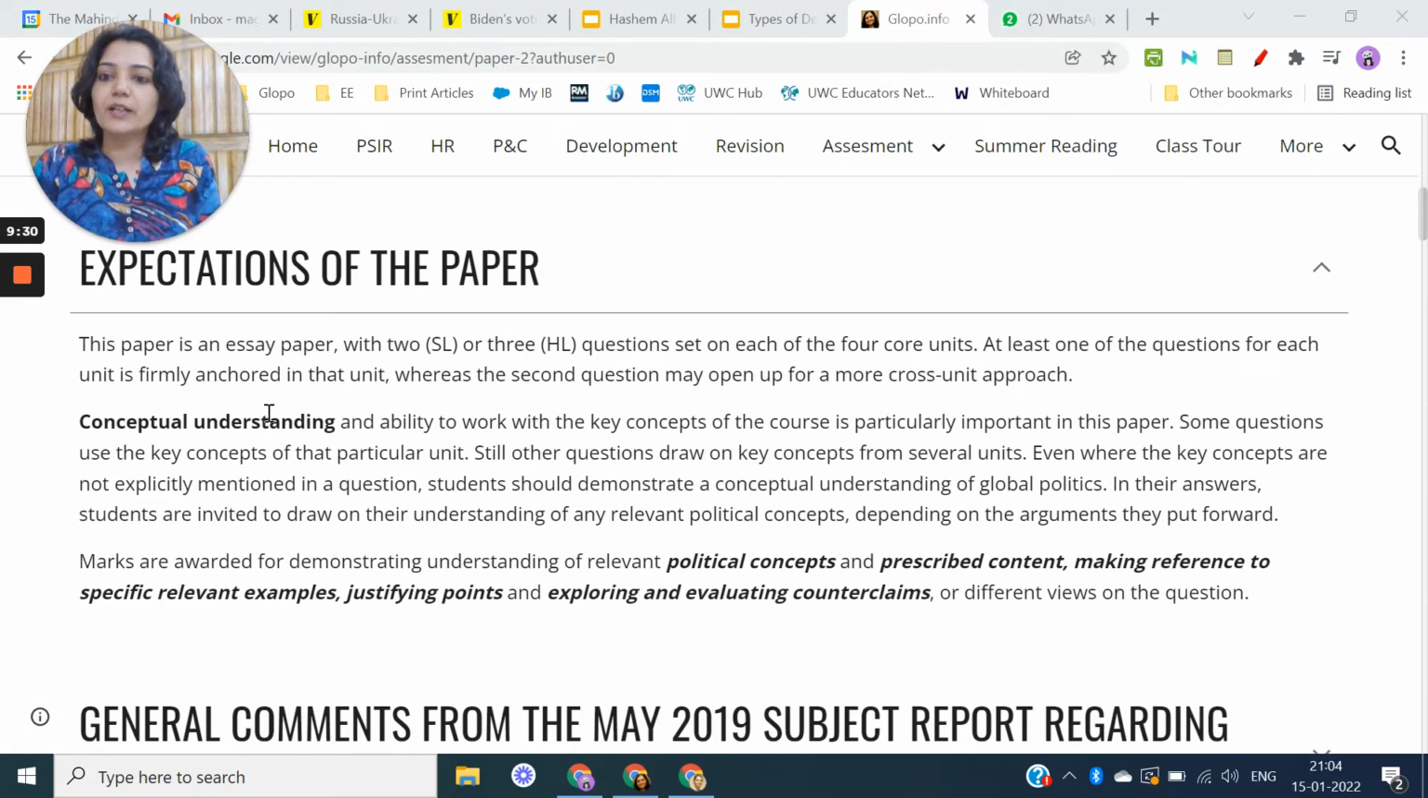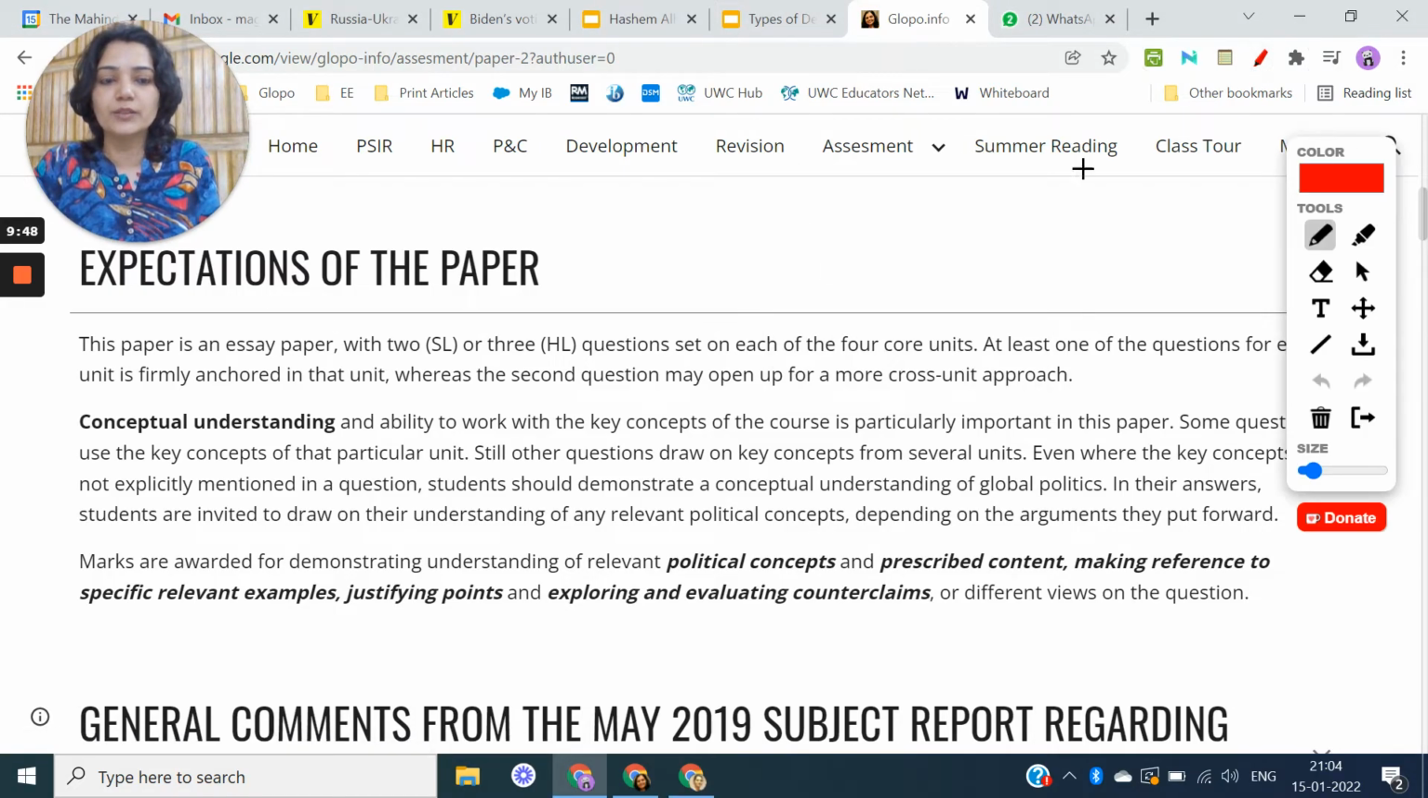Expectations of the paper. Now what are the expectations of the paper? I'll be covering everything together. Let me first cover a few of the pointers from this one. I'm not going to read the complete paragraph over here. One interesting thing which is written in this first sentence: do not consider that the question would be asked only from your unit, the unit which is written at the top. How would it be written?